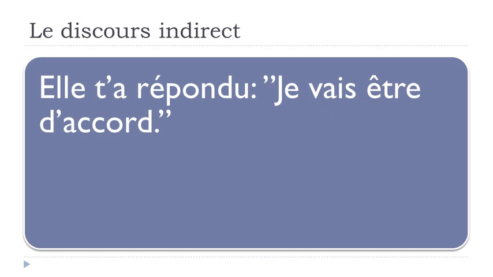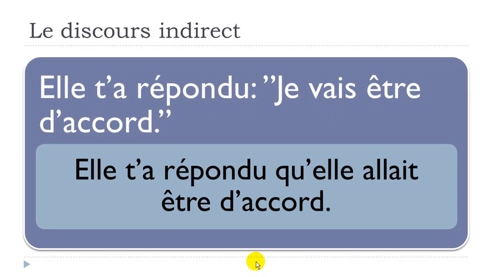If you want to transpose that at the discours indirect, as we saw, this first part doesn't change, but this second part here, so elle allait être d'accord, that's the only thing that will change. So you will have to put your verb aller here, and it will be at the imparfait. Elle allait être d'accord. Elle t'a répondu qu'elle allait être d'accord.